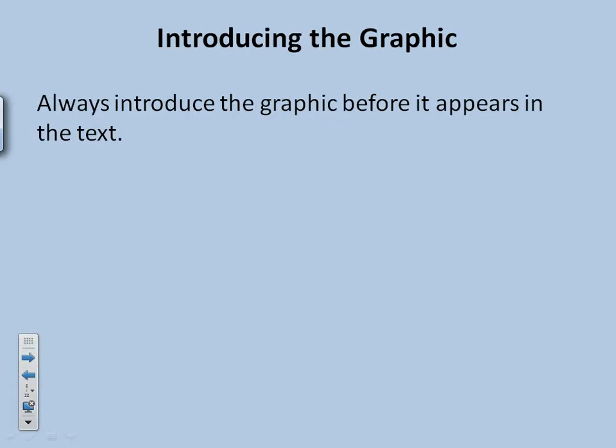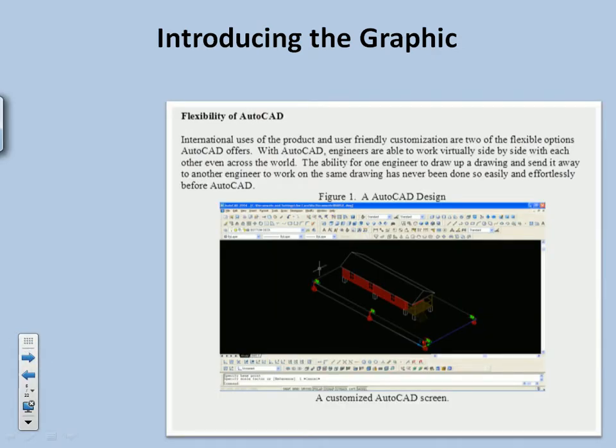Okay, so we always want to introduce, point number 1, we always want to introduce the graphic in the text before the graphic appears. So here we've got an example that I've pulled out of a technical description paper. We've got a section, flexibility of AutoCAD, international uses of the product, and user. I'll just read this out and we'll talk about how it works.